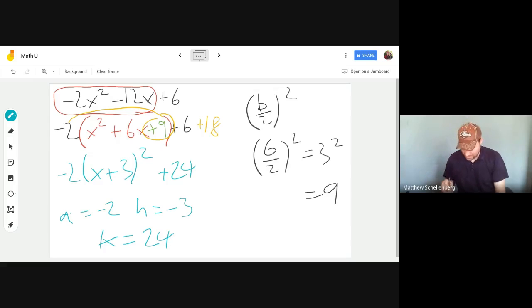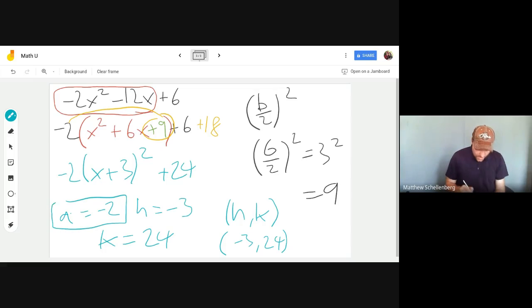Oh, and then, of course, you graph it. HK is the vertex. So in this case, the vertex would be negative 3, 24. And it would point down because the A is negative, and it would be twice as narrow as a normal parabola. I almost made that mistake myself.